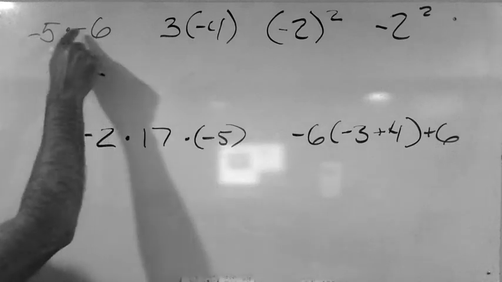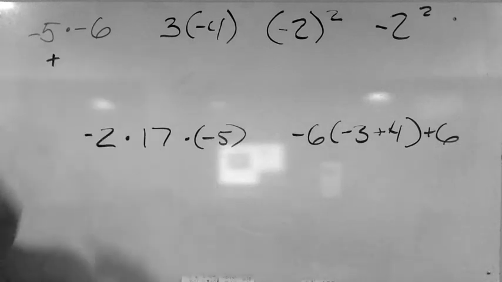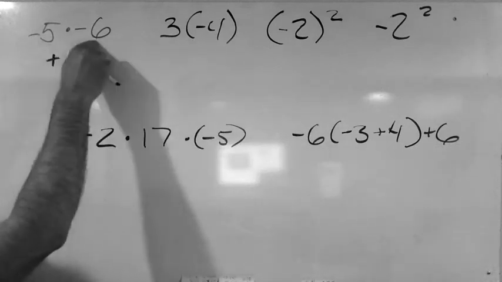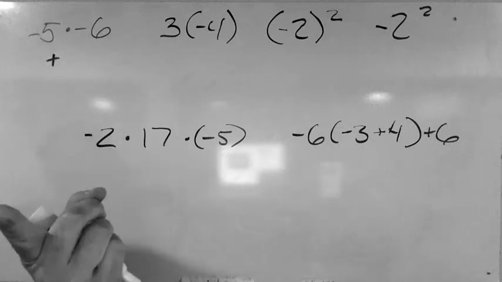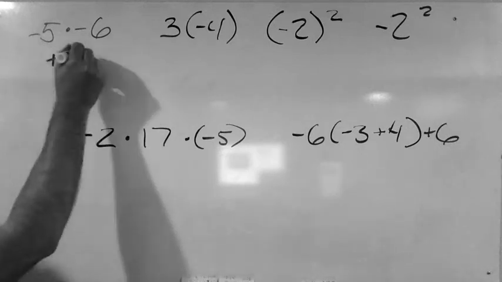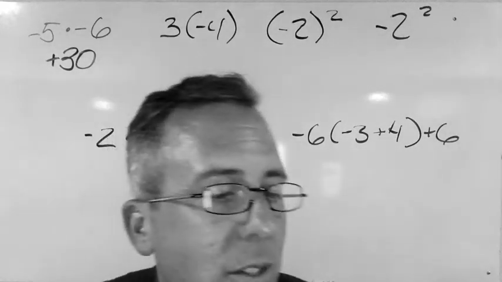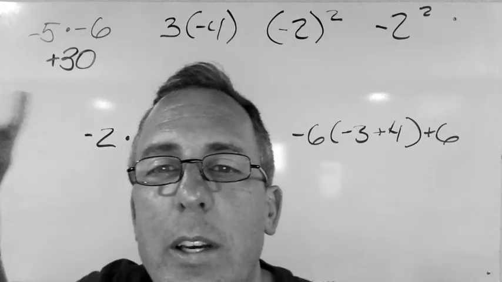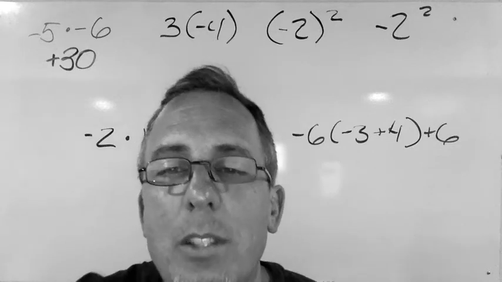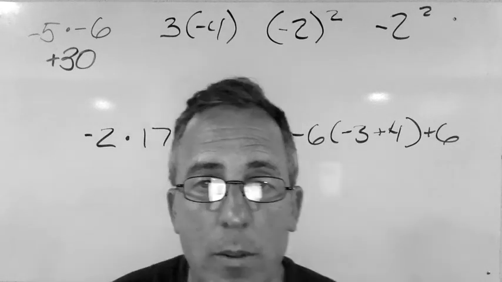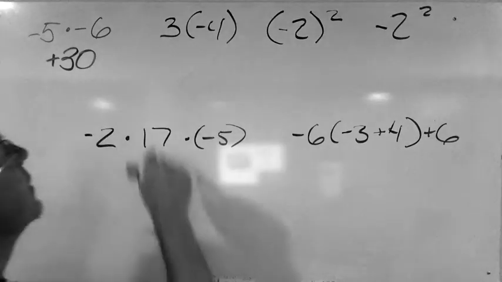So negative times negative is positive. 5 times 6, 30. Good. Answer is positive 30. And again, when we put the answer in, we're not going to use the positive symbol. I'm just showing it here in my work to remind myself that I actually did that part of the equation.